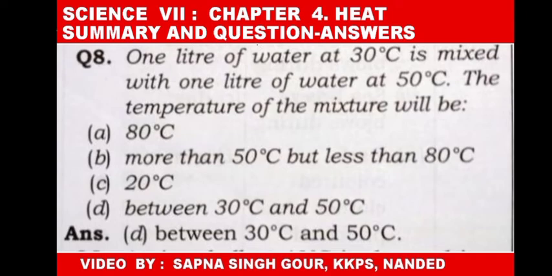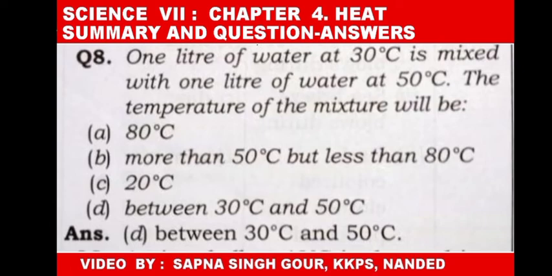What do you think? Which one is the correct answer? D. What is D? Between 30 degrees Celsius and 50 degrees Celsius. This is the right answer. When you take 1 liter of water at 30 degrees Celsius and mix it with 1 liter of water at 50 degrees Celsius, the temperature of that mixture will be between 30 degrees Celsius and 50 degrees Celsius. Have you all got it?